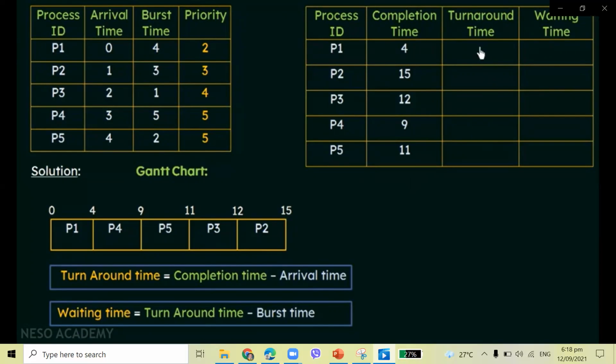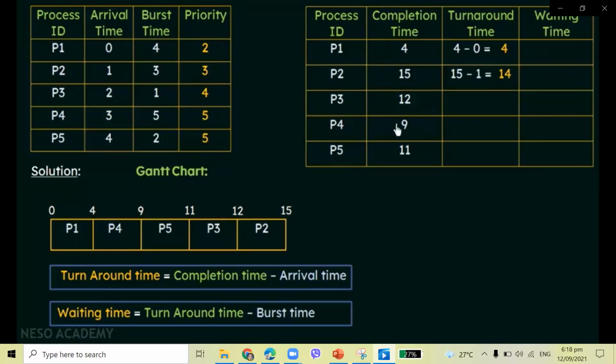Alright, so let's calculate the turnaround time. For process P1, what is the turnaround time? It is the completion time minus the arrival time. The completion time of P1 is 4 milliseconds and the arrival time is 0 milliseconds. So the turnaround time is 4 minus 0, which is 4 milliseconds. Similarly for P2, the completion time is 15 and the arrival time is 1 millisecond. So the turnaround time is 15 minus 1, which is 14 milliseconds.